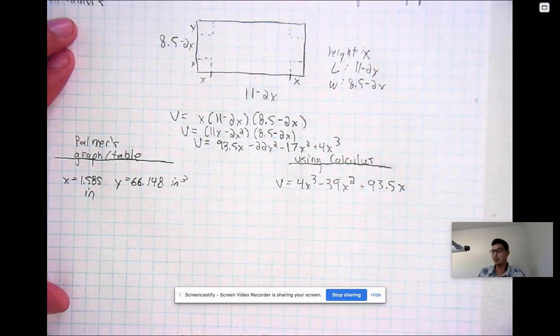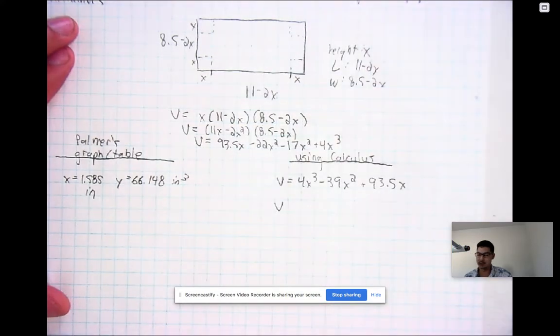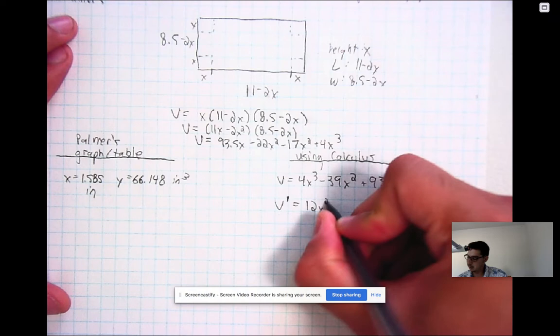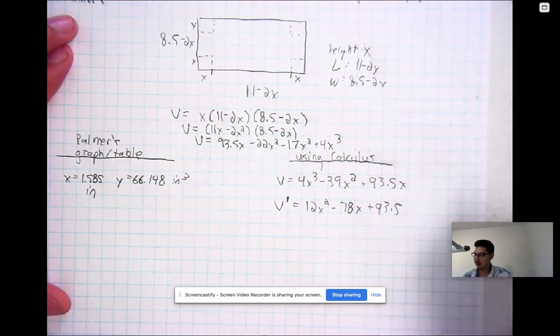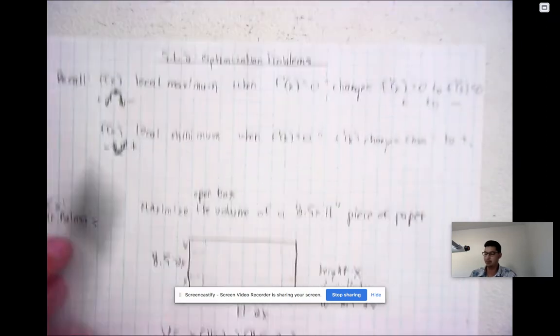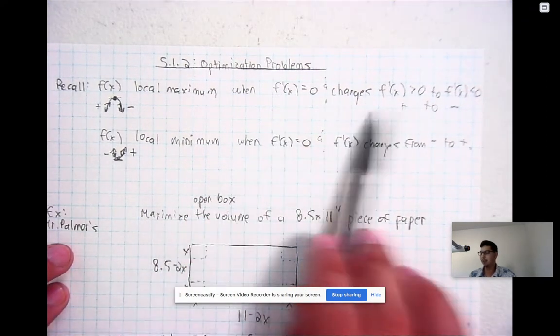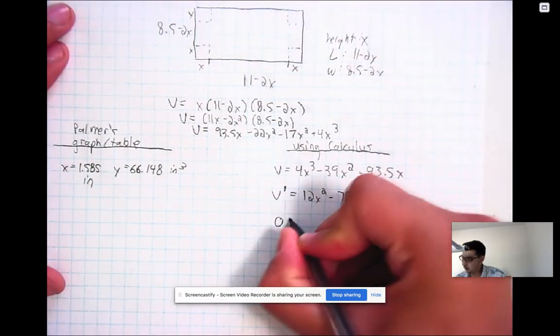Now using calculus, we can find the maximum, recall, by looking at its derivative function. If we look at the derivative here, that's 12x squared minus 78x plus 93.5. And recall that the function has a maximum when the derivative is 0 and it changes from positive to negative. So now we have to know when this is equal to 0, to find its critical points.